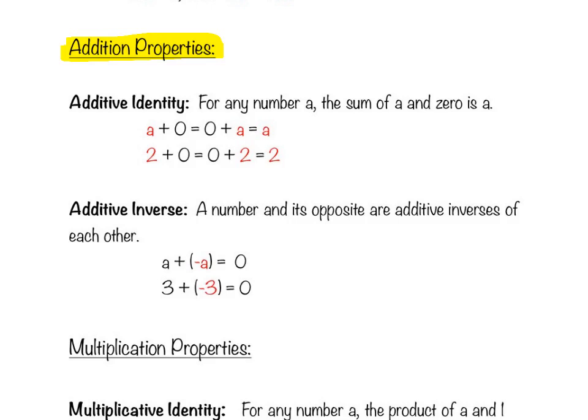Okay? And a numerical example, 2 plus 0 is the same as 0 plus 2, which is 2. Adding 0 to anything will not change its identity. Additive identity property.